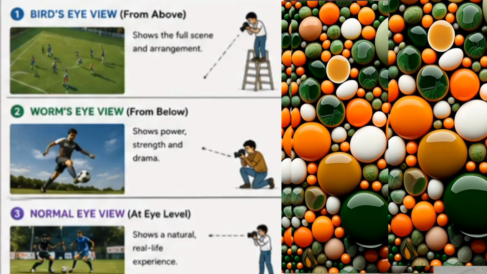Kneel or place the camera near the ground, then aim upward. Its effect is that it makes the subject look bigger and more powerful.